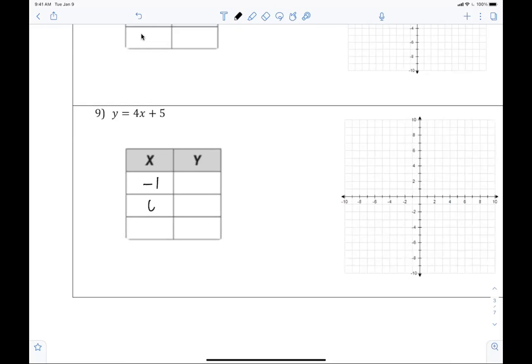Yes, ma'am. -1, 0, 1. Hurry up. Go to y equals, type that equation in, and then tell me what the y values are.